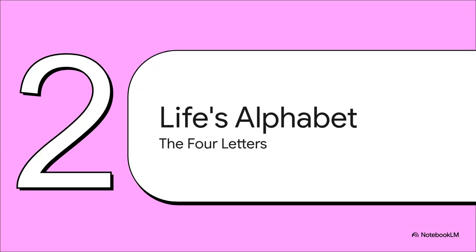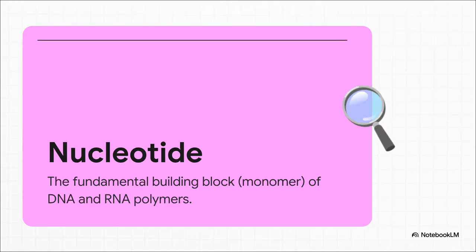You know, every code is made of an alphabet, right? So let's take a look at the surprisingly simple four-letter alphabet that's used to write the entire story of life. Okay, so the letters of this alphabet are called nucleotides. These are the fundamental units, kind of like the individual Lego bricks that you use to build that enormous, complex structure of DNA. If we want to understand the language, we have to start with the letters.